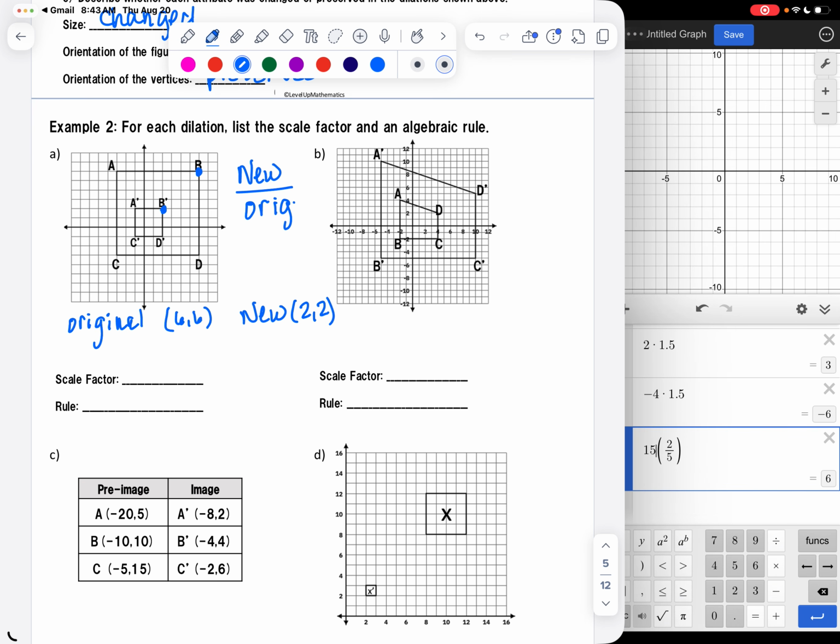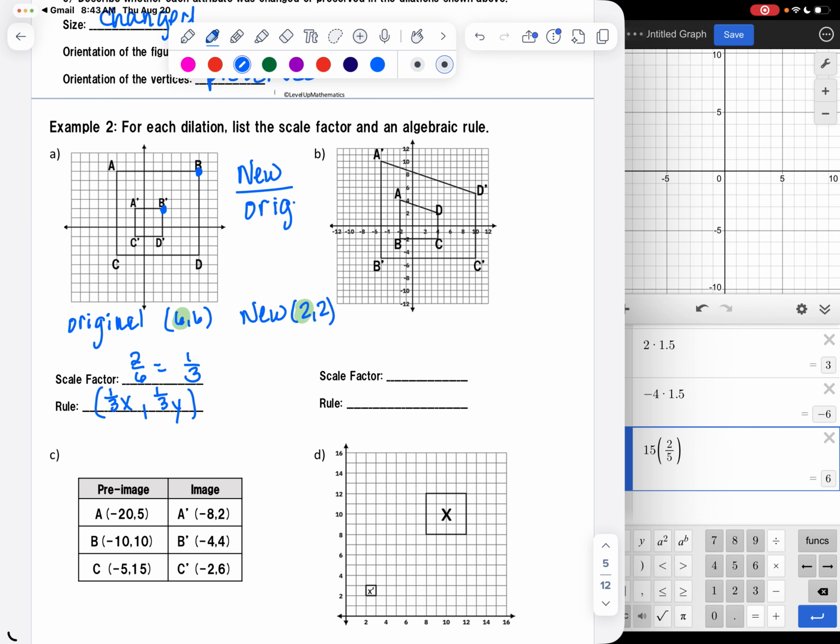So if I take the new, it doesn't matter whether you use X or Y. So I'll just use the X value. I want to take the new and divide it by the original. So new is 2, original is 6. I can divide those both by 2 to get 1/3. So my scale factor here is 1/3. So the rule would be 1/3 x, comma 1/3 y.